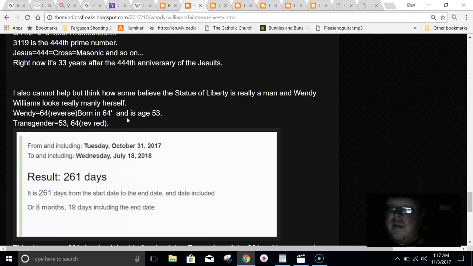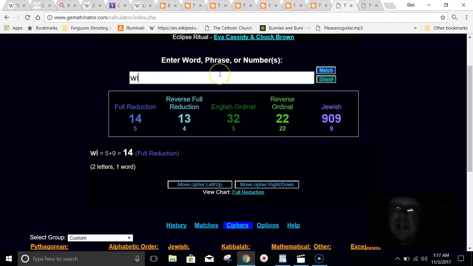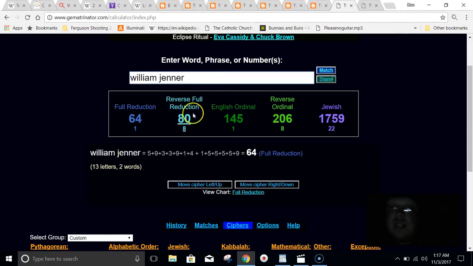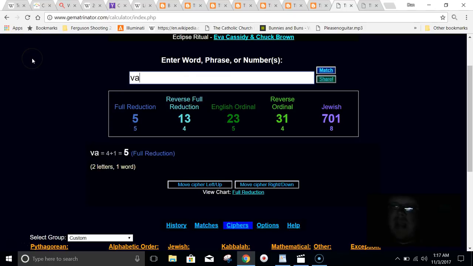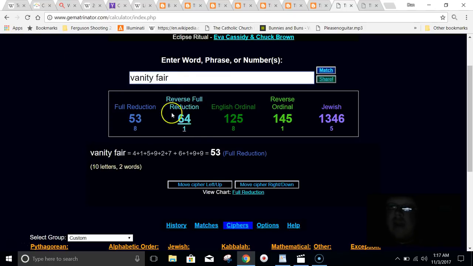I just documented about the first transgender that's going to be on Playboy and Playboy's 64th anniversary of a magazine or whatever. Hugh Hefner equals 64. Even Bruce Jenner's name, his real name is William Jenner. I'll show you really quick. William Jenner, 64. Remember, he posed on Vanity Fair. Vanity Fair equals 64, 53. Show you the word transgender.